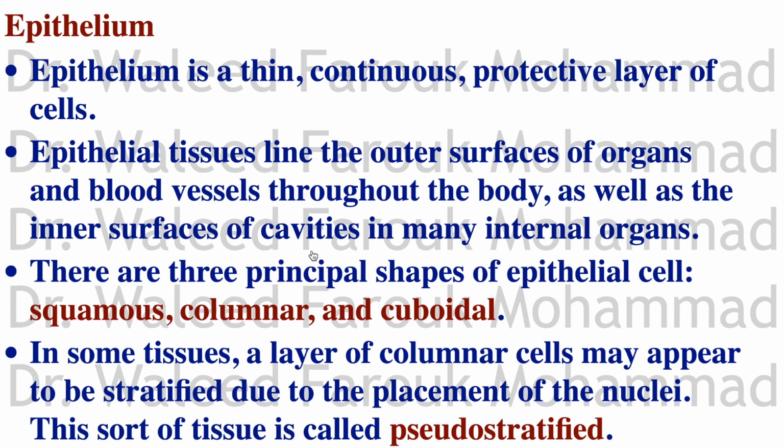And there are three principal shapes of epithelial cells: squamous, or fish-scale-like flat cells, columnar cells, and cuboidal cells. In some tissues, according to the section taken, especially in columnar epithelium, nuclei may appear at different levels, but all the cells reach the basement membrane. So it's not multi-layered. That's why it's called pseudo-stratified epithelium, as we will see later.